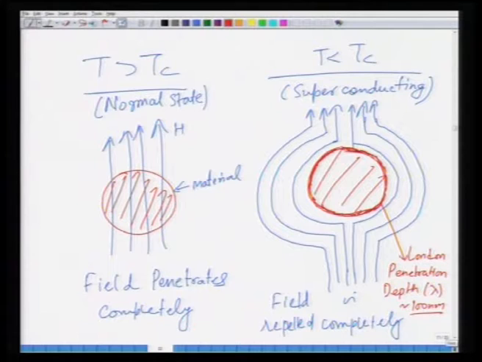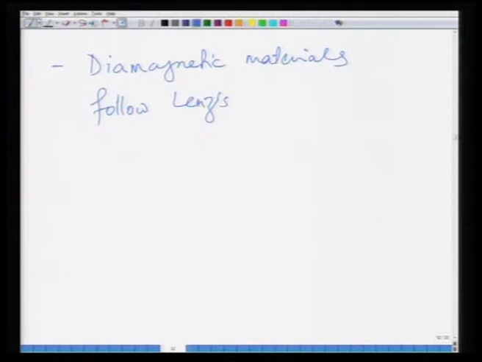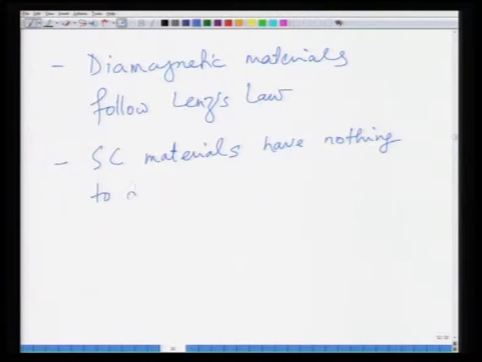So essentially the difference with diamagnetic material is that diamagnetic materials follow Lenz's law, which means they have a current which gives rise to magnetization which opposes H, whereas superconducting materials have nothing to do with that. So essentially the effects are similar but the causes are different.